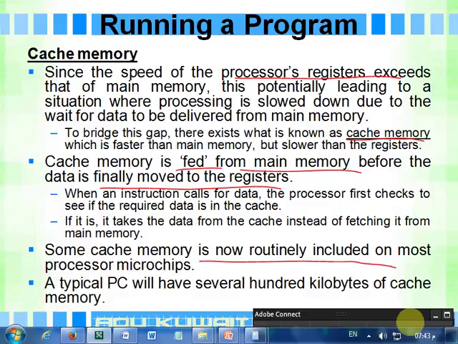Some cache memory is now routinely included on most processor microchips, and a typical PC has several hundred kilobytes of cache memory. Some cache memory comes on the motherboard.